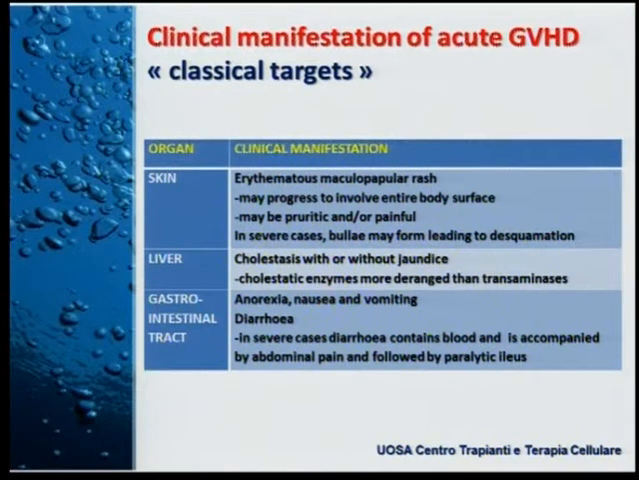The clinical picture of acute GVHD is manifested by one of the following features: an erythematous skin reaction, a cholestatic liver disease, and a gastrointestinal dysfunction. As you can see, the symptoms are variable, from a mild self-limiting condition to a severe and potentially fatal disorder.